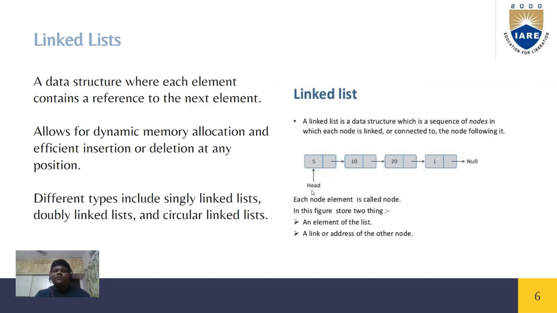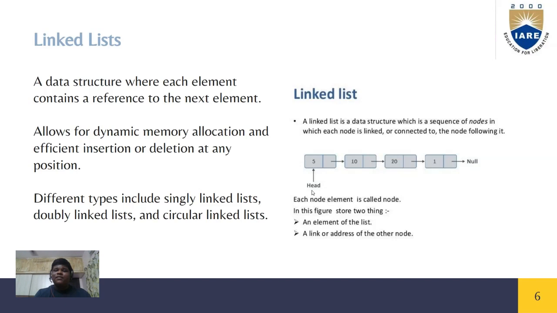Let's start with one of the basic and important data structures which is used commonly, linked lists. A data structure where each element contains a reference to the next element is called a linked list, wherein an element contains the address of the next position, and in a doubly linked list, the address of the previous element as well. It allows for dynamic memory allocation and efficient insertion or deletion at any position. Like dynamic arrays, linked lists also allow dynamic memory allocation and insertion and deletion at any specific position. Different types include singly linked list, doubly linked list, and circular linked list.